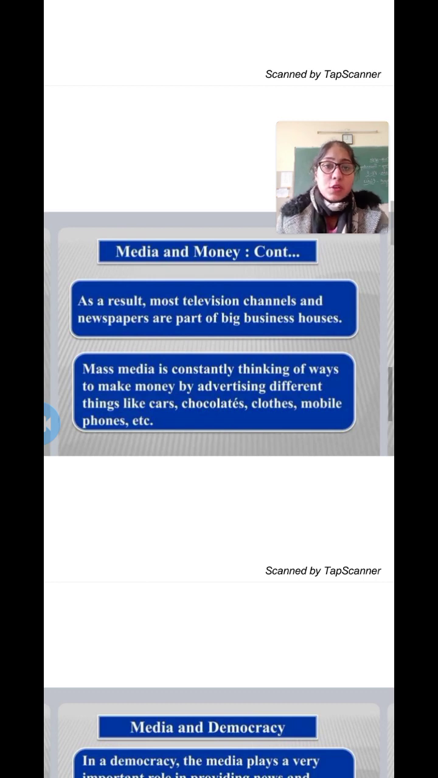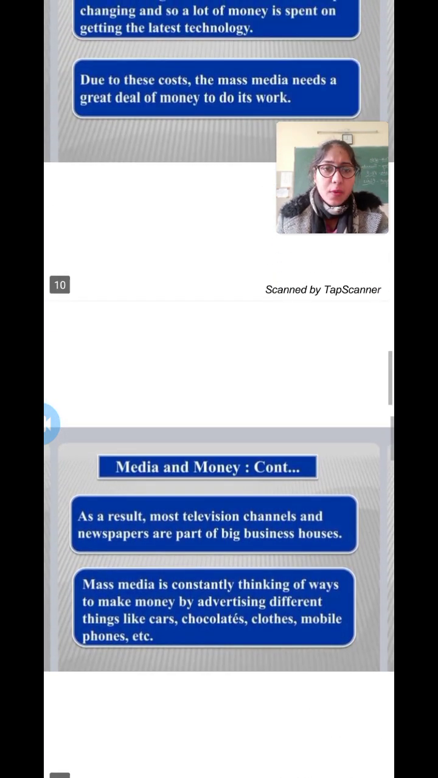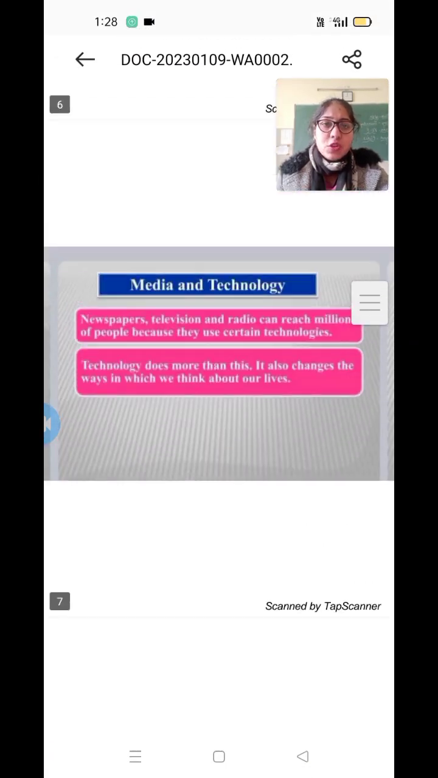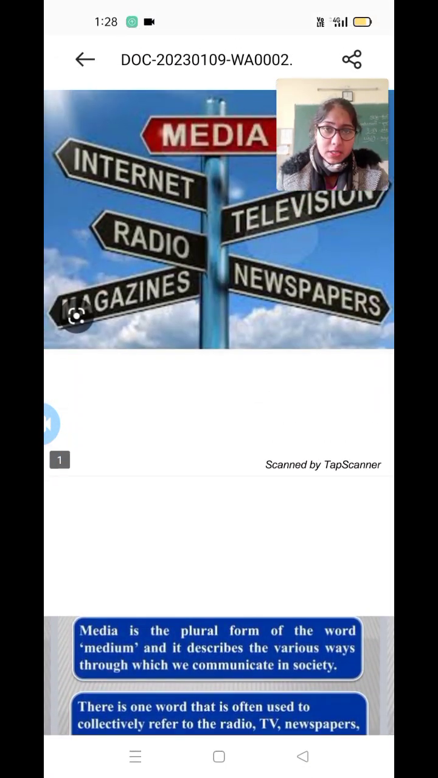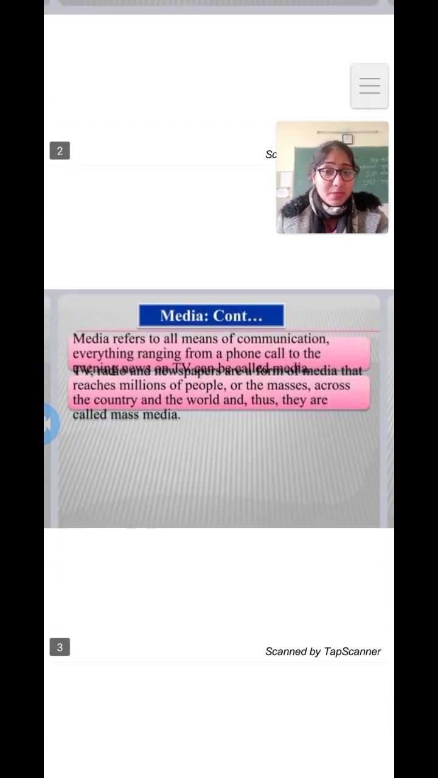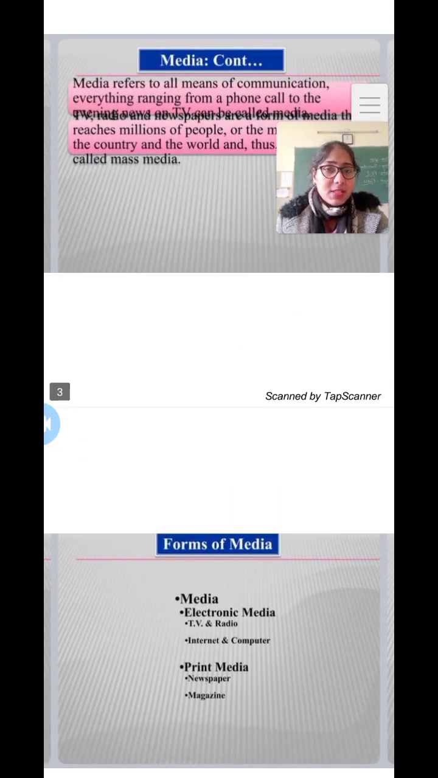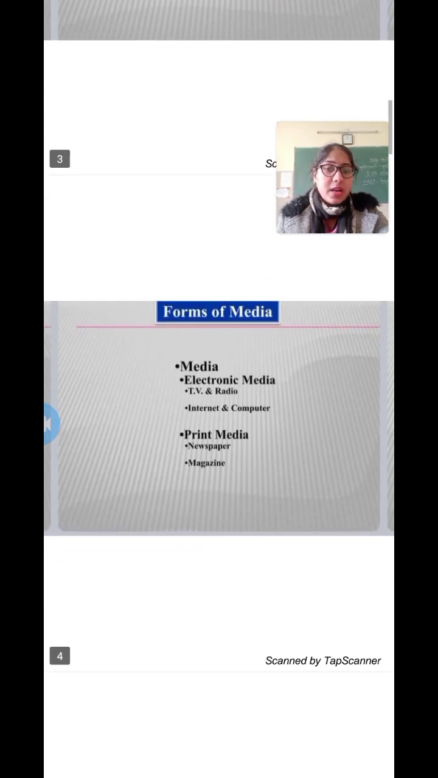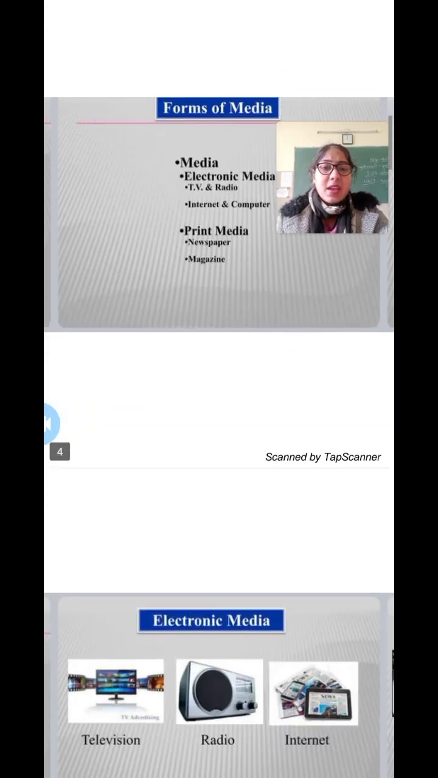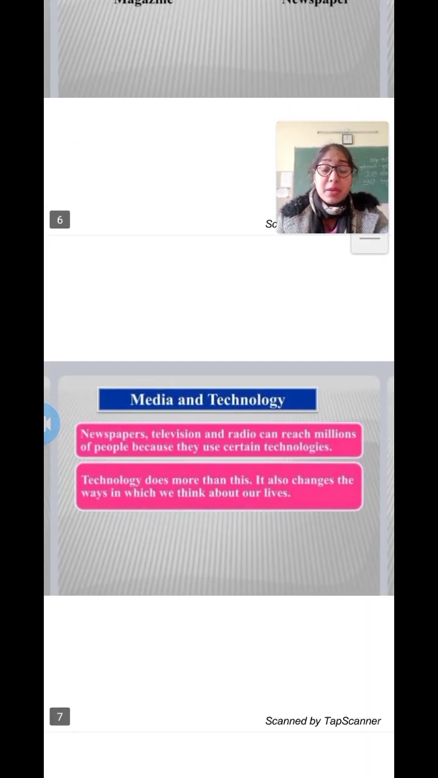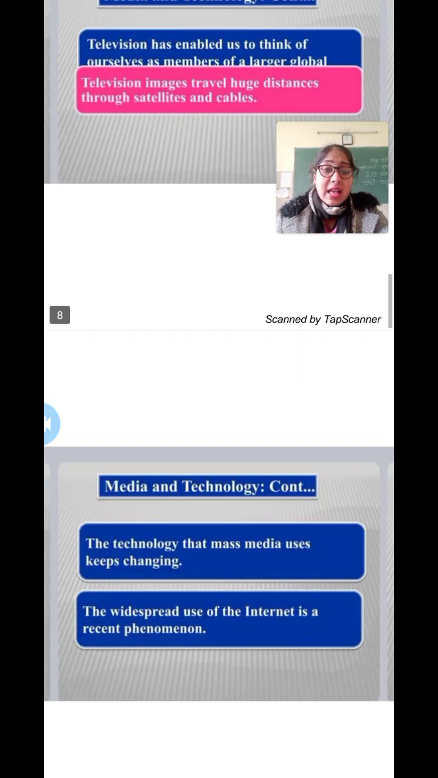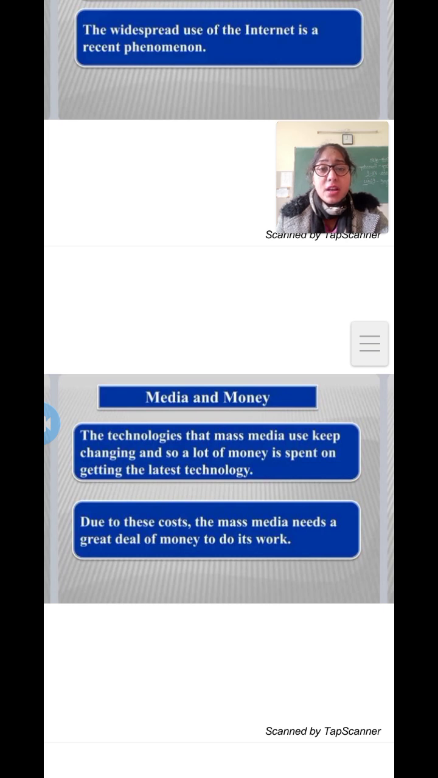So with this, I want to conclude what we have studied today. We have studied the meaning of media, what is media. Then we studied mass media, which reaches millions of people at the same time. Then we studied the forms of media, that is electronic and print media. After that we proceeded to media and technology, how media is related to technology. And then we studied that for updating that technology, where the media gets the money from.